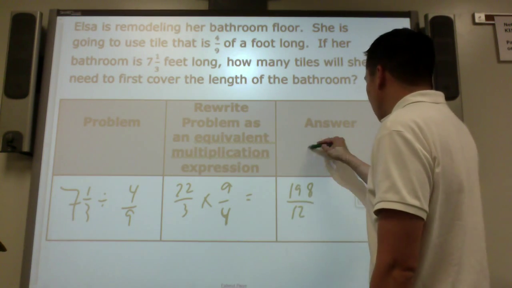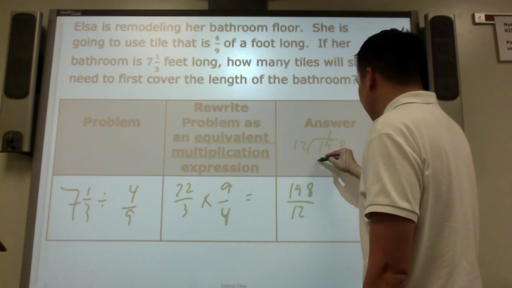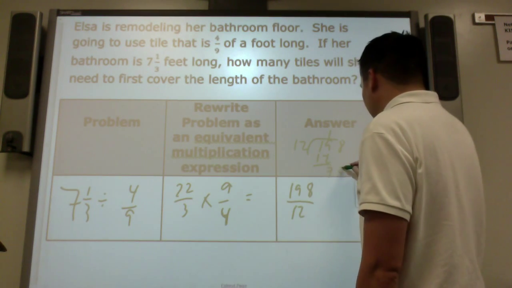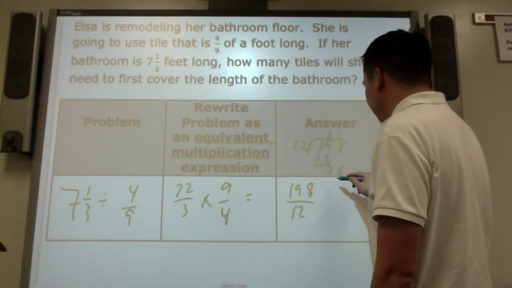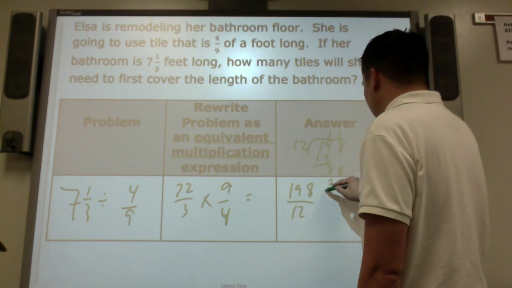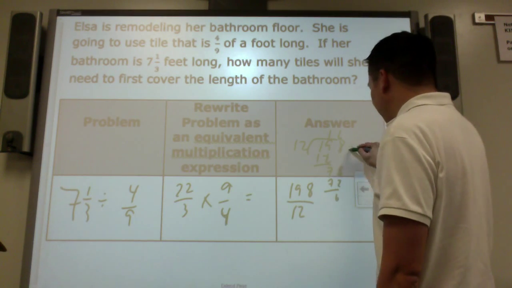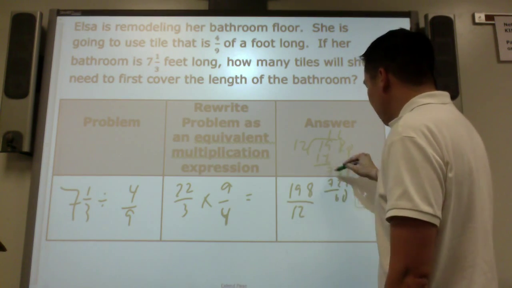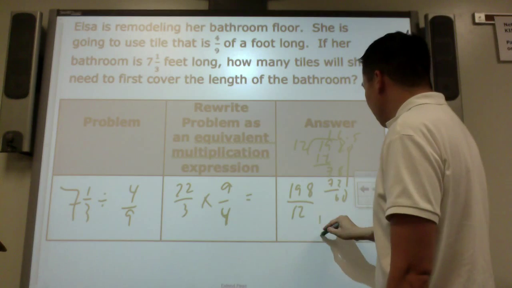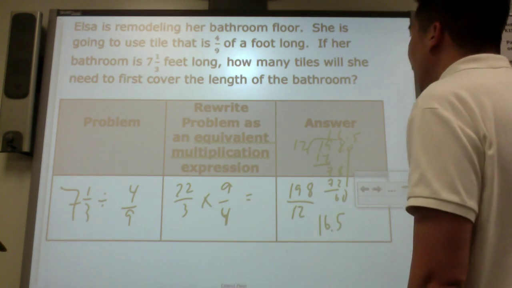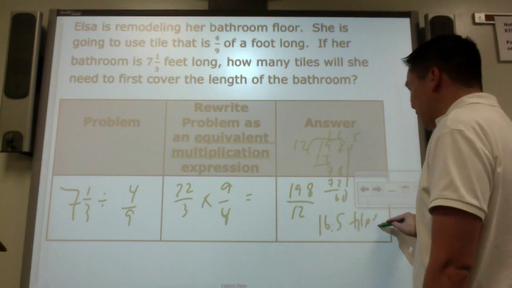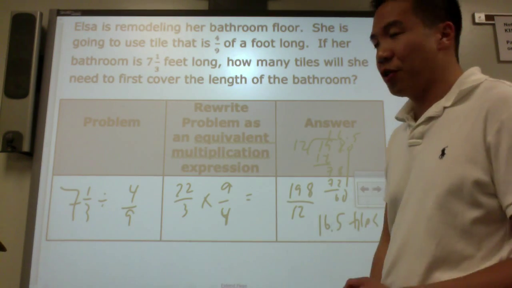How many groups of 12 go into 198? How many groups of 12 go into 78? 6 times, I believe. Remainder 6. I'm going to get rid of the remainder, 0.0. How many groups of 12 go into 60? 5 times. So it's 16.5 tiles. So only 16.5 tiles to make 7 1/3.